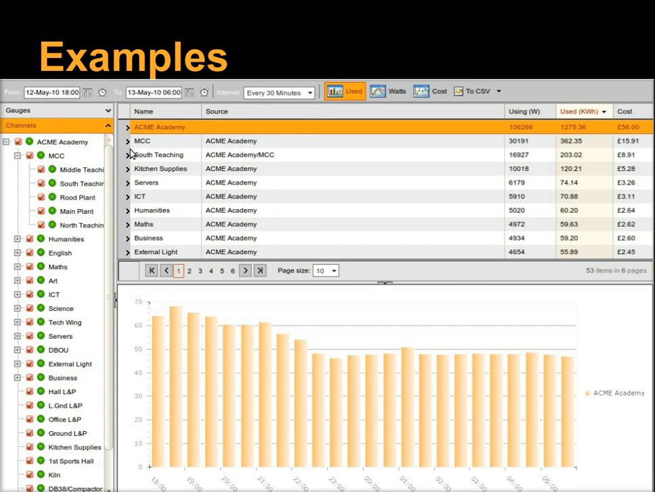And again, we can look at what's happening. AC's up there on the top. But interestingly, it's only the south teaching part that's the big one. That means there's obviously something wrong, because why isn't it the same as the north teaching and the middle teaching? And in fact, there was a fault in that part of the AC handling.